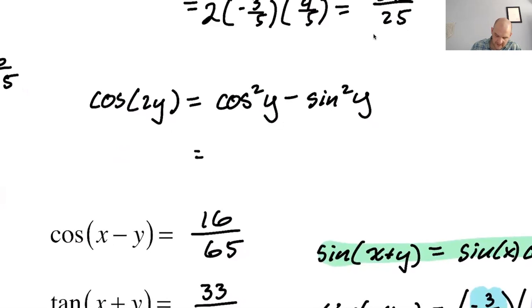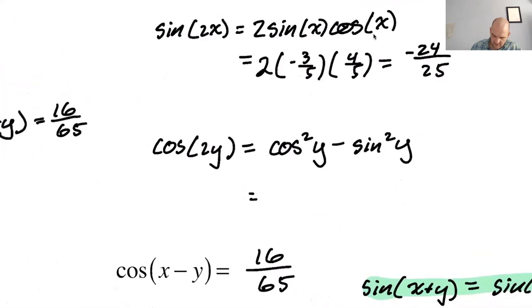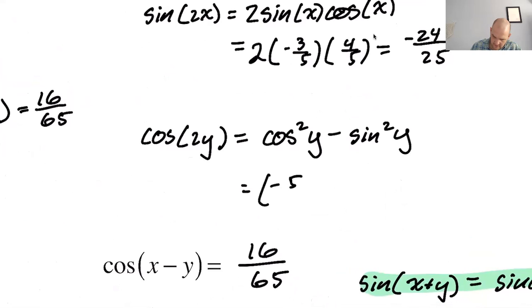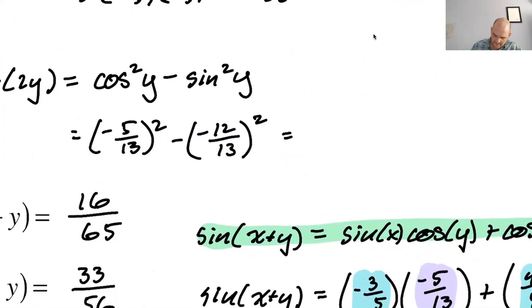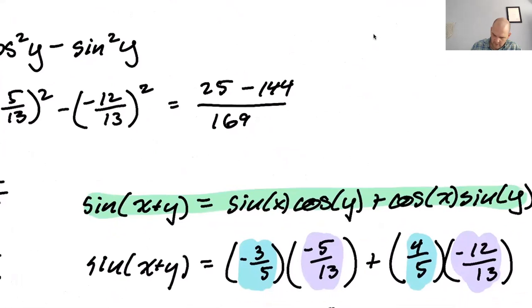This will be negative 5 over 13 squared minus negative 12 over 13 squared. So it's 5, 12, 13, so you kind of already know that. So this will be 25 minus 144 over 169, negative 119 over 169.